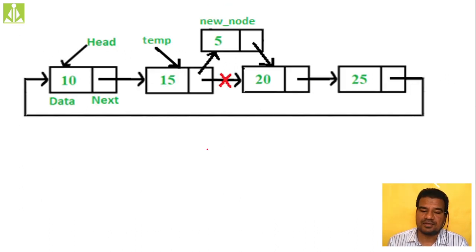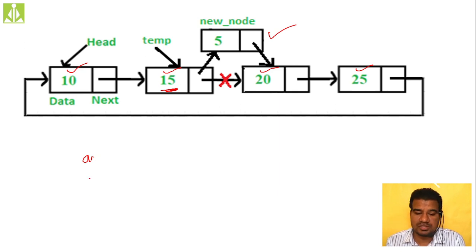So quickly go and see the graphical representation. You can see the circular singly linked list over here. We have 10, 15, 20, and 25, and this 25's next pointer is pointing to the head node once again. So like this we have the CSLL. Now I'm adding a new node with 5 as new data. Where am I adding this new node? After the 15 key value.